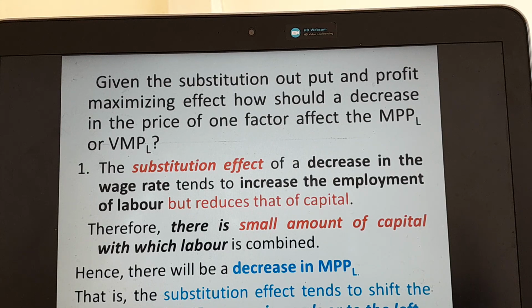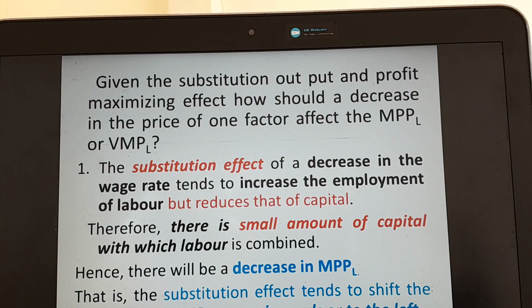Substitution effect: a decrease in the wage rate tends to increase the employment of labor but reduces that of capital. Kanaaf substitution effect means we substitute labor for capital because of the decrease in wage rate, and this causes reducing employment of the capital. Therefore, there is a small amount of capital with which there is high labor combined for production. Labor in baay'eedha, capital in motiqqachaa dhufa jechuudha.